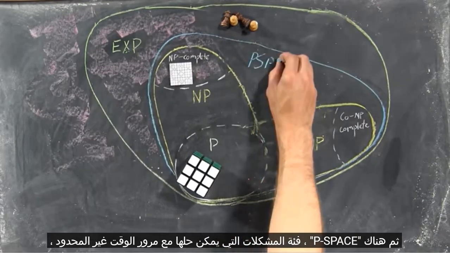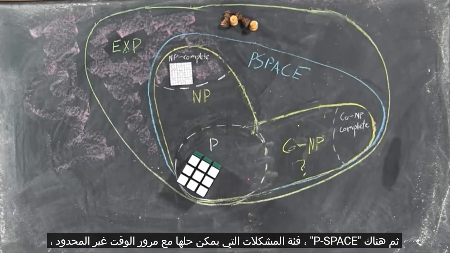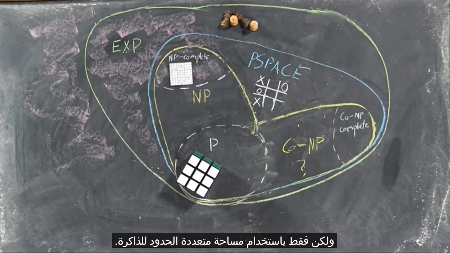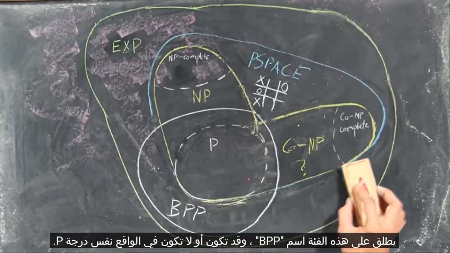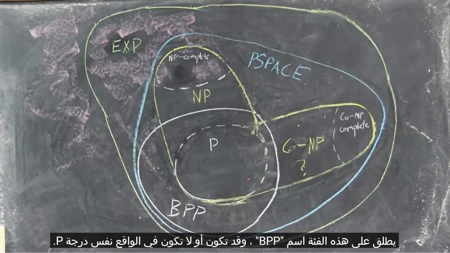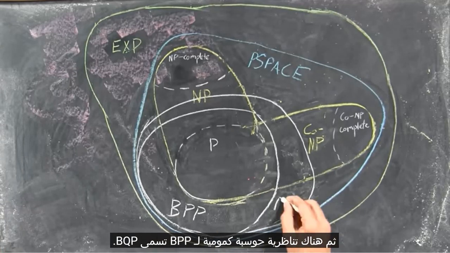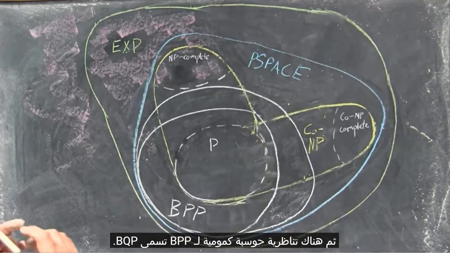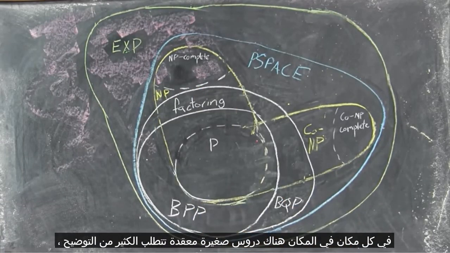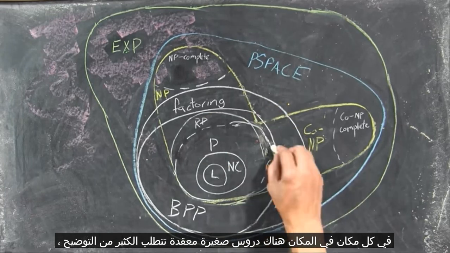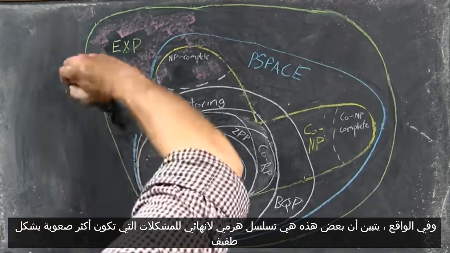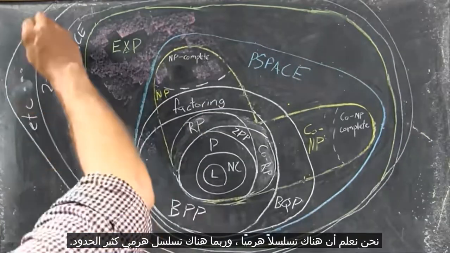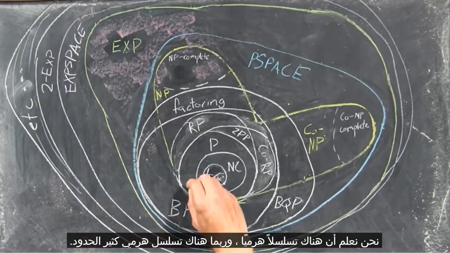And then there's PSPACE, the class of problems that can be solved given unlimited time, but using only a polynomial amount of space for memory. There are also problems that can be solved probabilistically in polynomial time. That class is called BPP, and it may or may not actually be the same as P. And then there's a quantum computing analog of BPP called BQP. All over the place in here are complicated little classes that would take a lot of explaining. And actually some of these turn out to be infinite hierarchies of problems that are slightly more difficult from the ones beneath them. We know there's an exponential hierarchy, and there's probably a polynomial hierarchy.